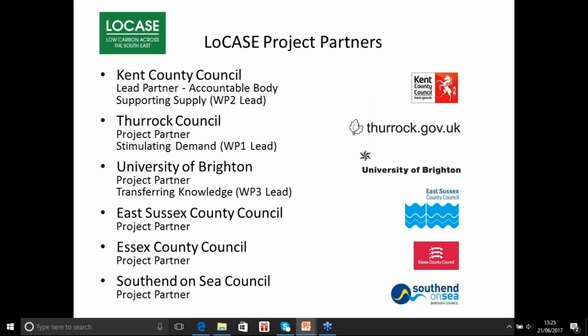The project is part funded by the European Union. So we, as partners, and these are the partners on the list here, got together and said we need to do something about carbon emissions and energy efficiency within our area. We'll come together as a partnership, put together a project and provide grants to businesses. As you can see, there are some very large county councils on board with our project, as well as some smaller local authorities, unitaries, and the University of Brighton. The University of Brighton brings a collaboration with universities and a knowledge transfer element to our project, just to round it off.